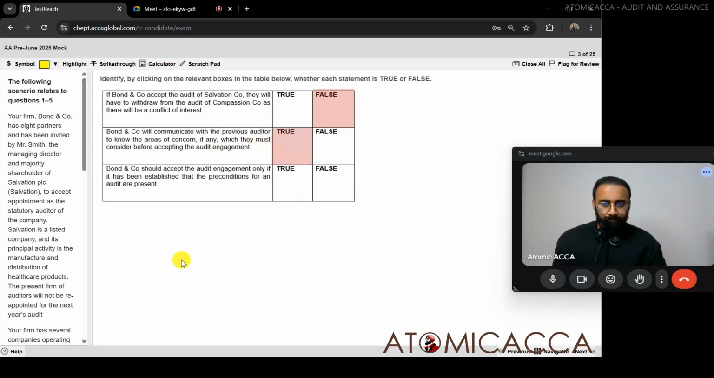So this is true. Bond and Company should accept the audit engagement only if it has been established that preconditions for an audit are present. Now, this is a very theoretical point, not only with this particular audit engagement. Any audit engagement, if you have to accept preconditions of audit, that three things should be met. So, this is by default a theoretical answer, it's true.